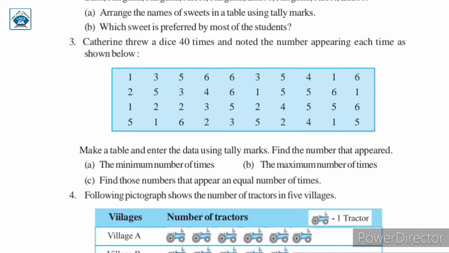So first of all, we are given that Catherine threw a dice 40 times, and the number that comes up on the dice is noted. We all know about a dice, right?